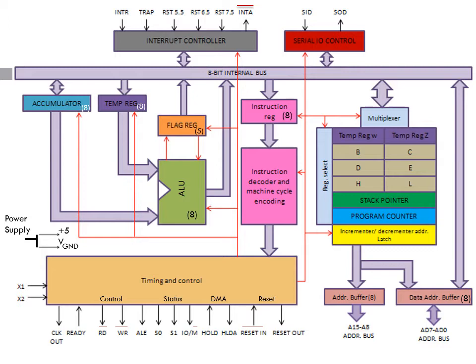And at the top you can see you are having an interrupt controller. The interrupt pins, we'll see in detail what those interrupt pins are. And you are having SI, the serial input output control, which is used to transfer data serially. And internally you are having an 8-bit internal bus. So this is about the entire architecture. Now we will concentrate more on this architecture. So this is the architecture of 8085.